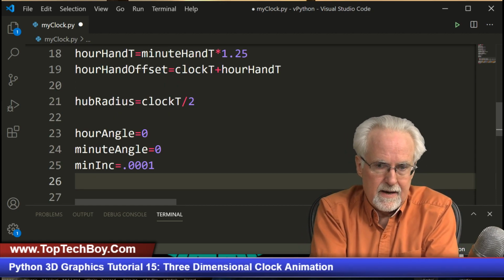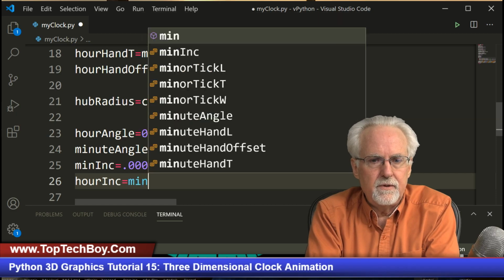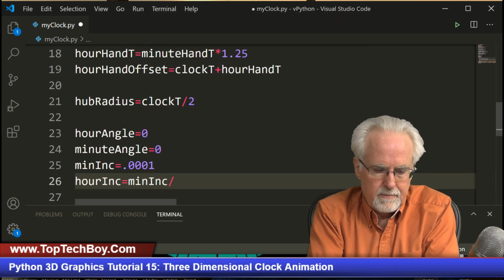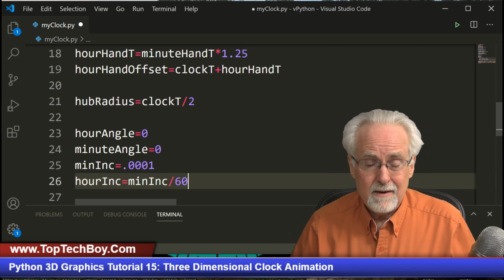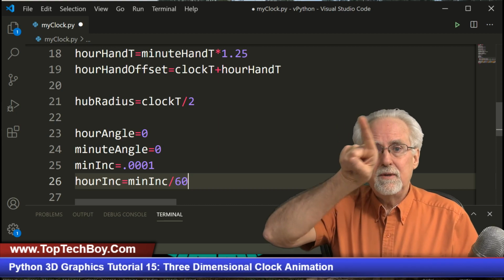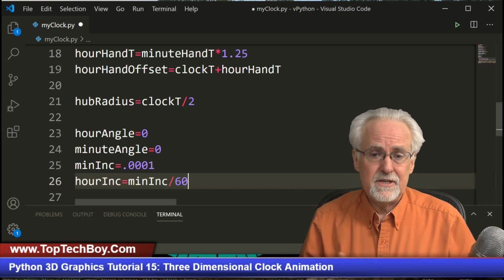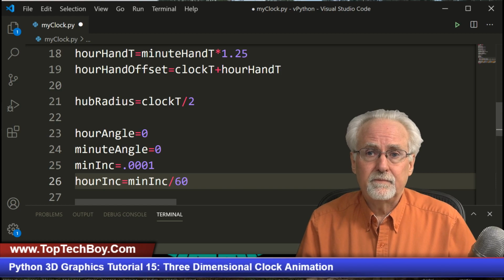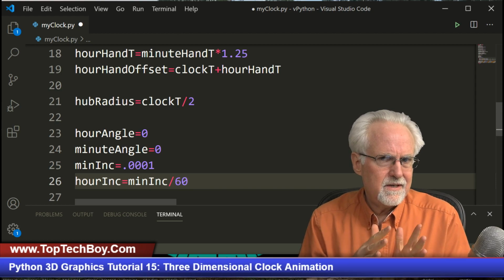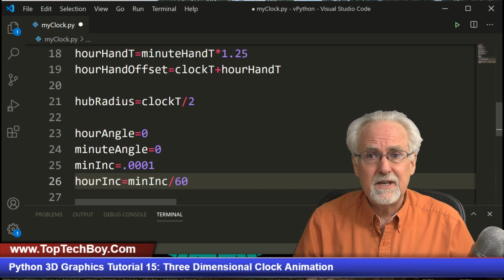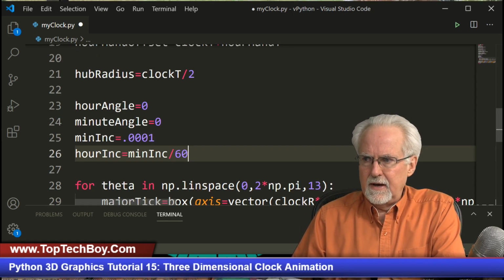And then it will be a combination of this and the rate that will control how they actually move. But what really matters is the hour increment needs to be equal to the minute increment divided by 60, so that the hour hand is going to be moving 60 times slower than the minute hand, right? Because when the minute hand goes all the way around, the hour hand just needs to go one increment, if that makes sense. There's 60 minutes in an hour, so the hour hand needs to be moving 60 times slower than the minute hand. I believe that I am thinking about that right.